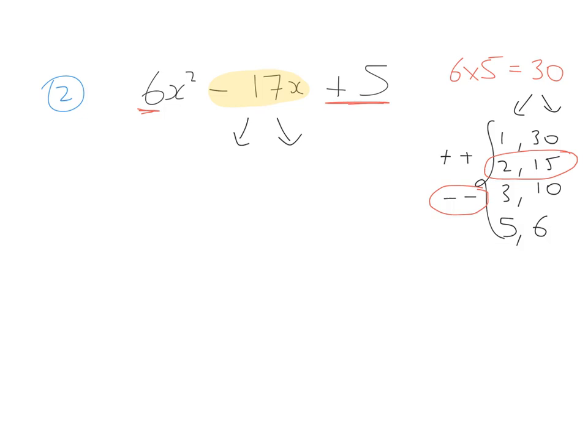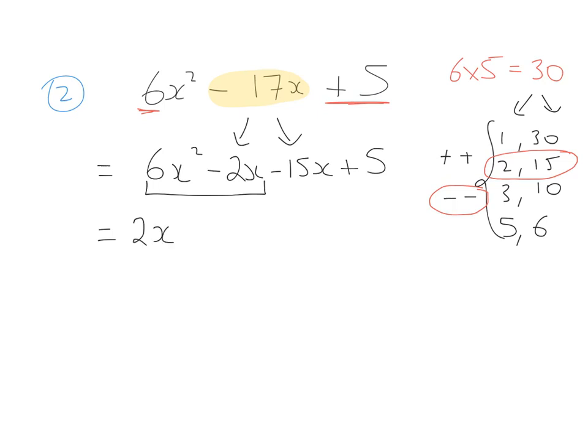So now let's rewrite minus 17x as the two terms. So it's going to be minus 2x minus 15x. Then we'll rewrite everything to the left and the right hand side. And now we go about grouping and factorising it that way. So we take our first two terms and we take out what's in common. So there's a 2 in common and there's an x in common.